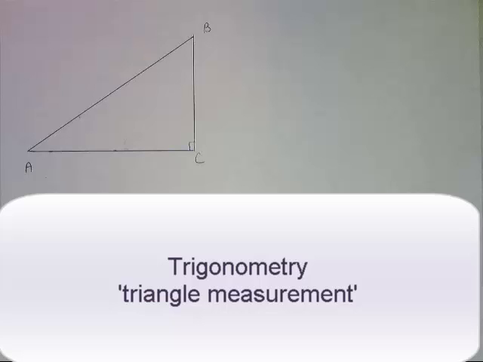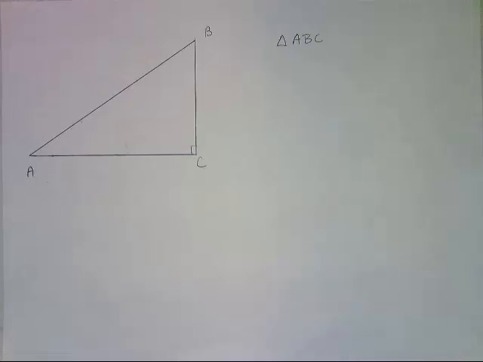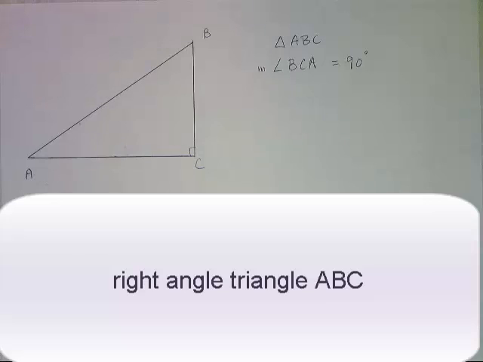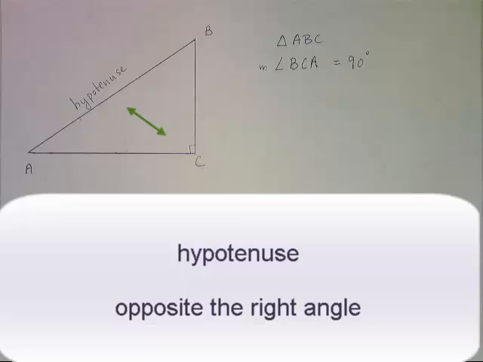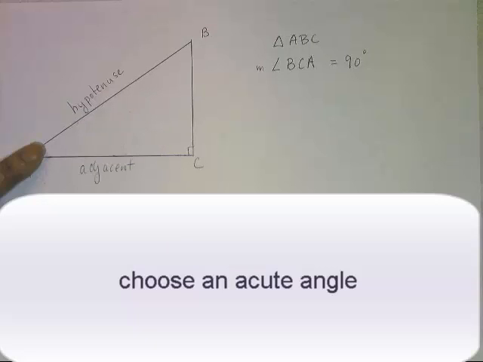Trigonometry is about the measurement of triangles. In Foundations of Math, we're going to deal with a right-angled triangle. We mark the angle BCA as the right angle, and opposite the right angle is the hypotenuse. Next, we're going to touch one of the acute angles, and we're going to label the sides.